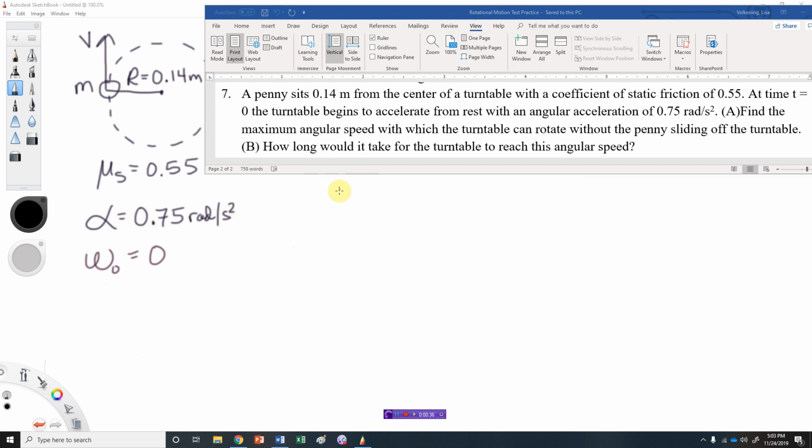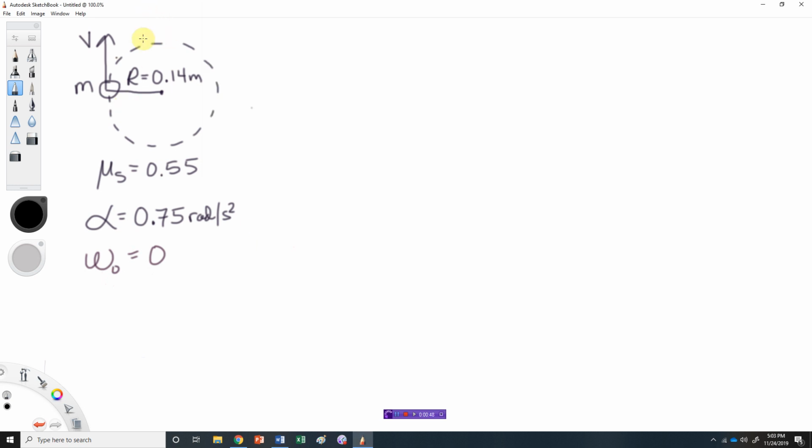Okay, so first we have to figure out how fast it can spin without flinging the penny, essentially. The penny needs to stay on there. So when it is up to speed, essentially we will have a thing of mass m going in a circle with radius of 0.14 meters. It has some linear speed at that time, and we are looking for the maximum linear speed. We're looking for the maximum angular speed, but we have to find the linear speed first to do that, so that's what we're going to do.